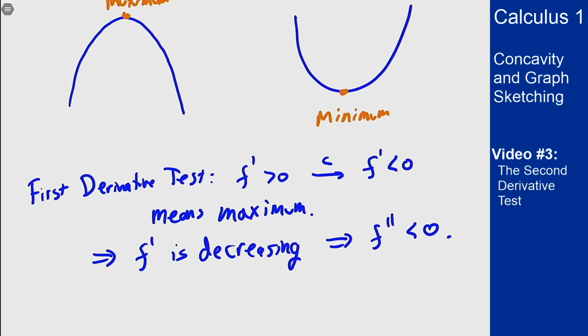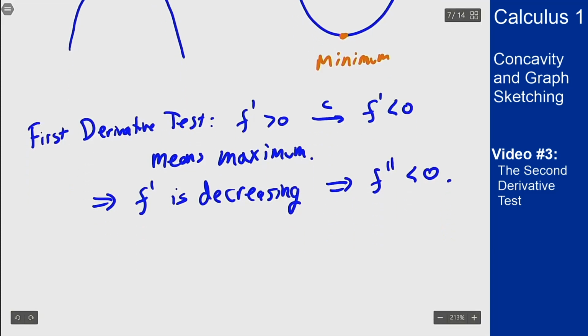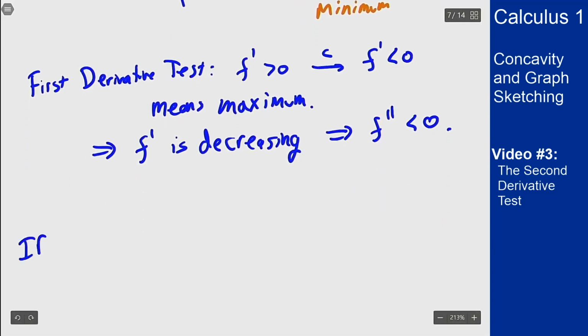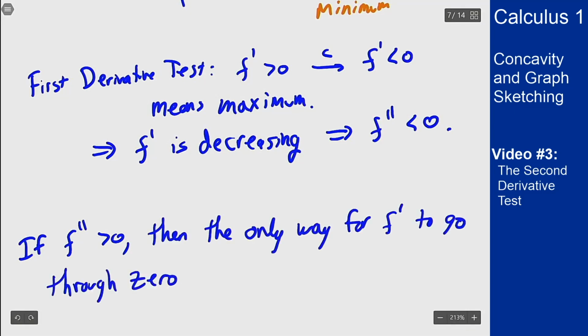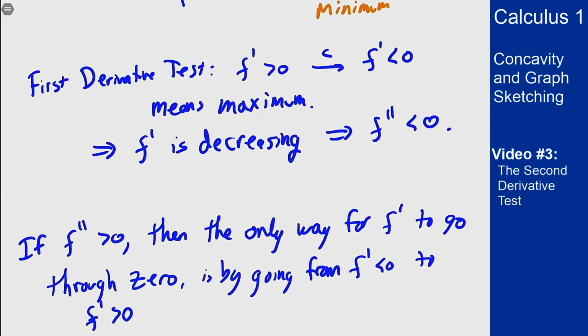If f double prime is negative, that forces f prime to be decreasing, which means the only way it can go through 0 is by going from positive to negative, which means it has a maximum. And the same works the other way for a minimum: if f double prime is positive, then the only way for f prime to go through 0 is by going from negative to positive because f prime is increasing, which means I have a minimum at this point.